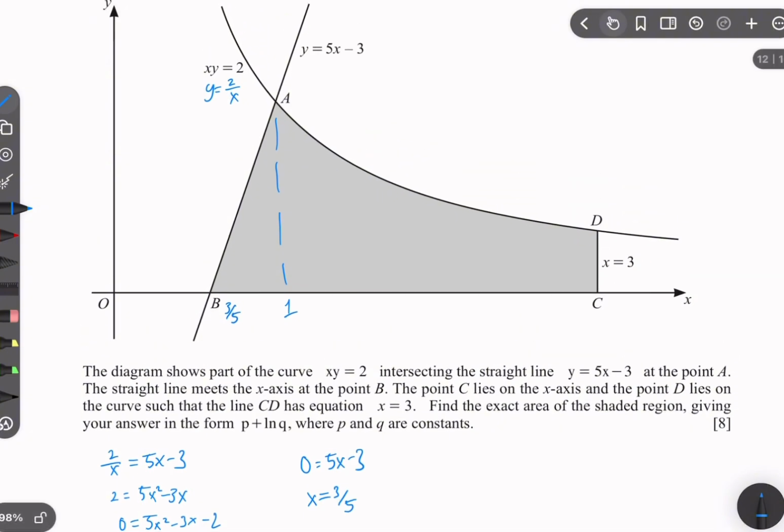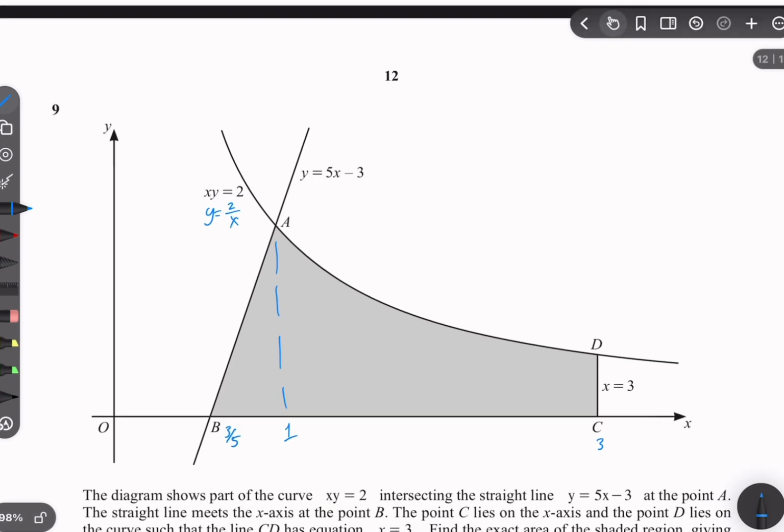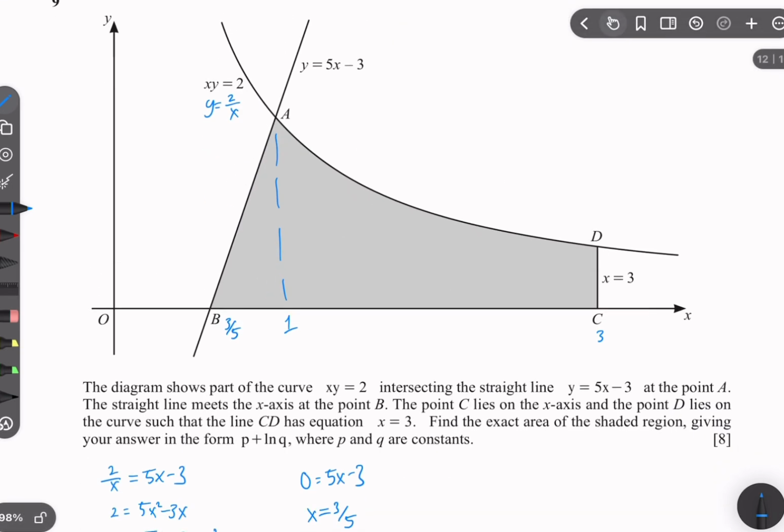For C, we know that CD is a vertical straight line. So the x-coordinate of C must also be 3. So here is 3. Okay, now we have all the x-coordinates. We can start to integrate the graph because integration will give us the area between the graph and the x-axis.